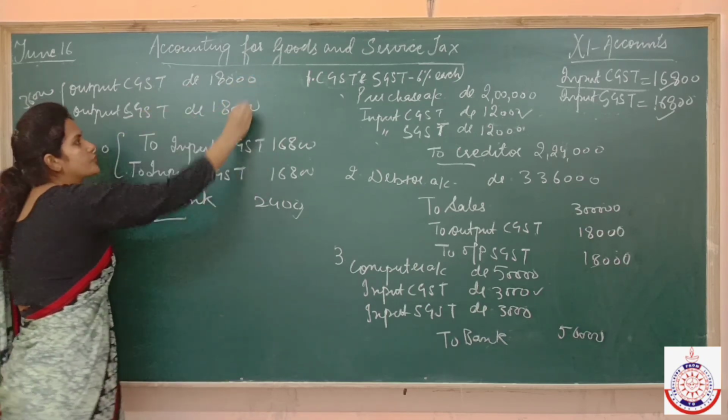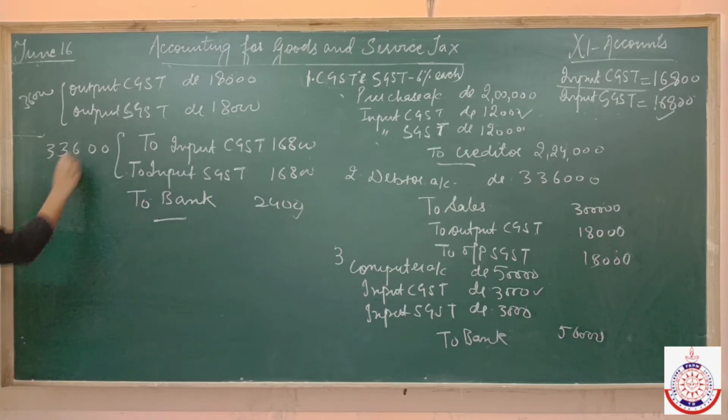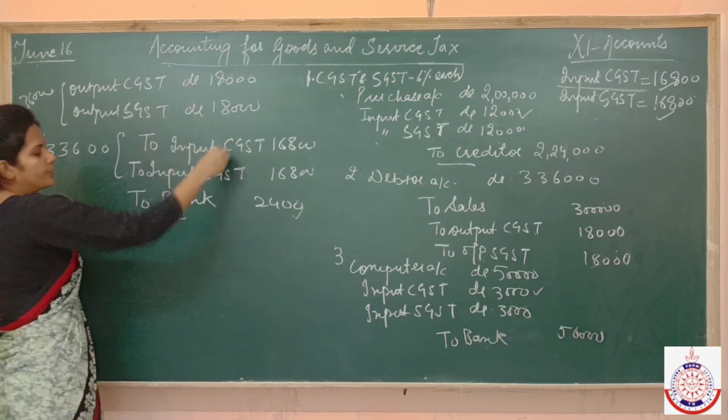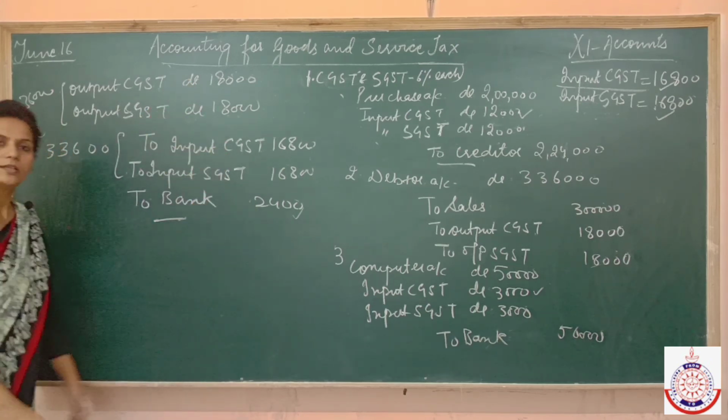Now 36,000 we have collected, 33,600 we have to keep it with us because we have paid it. So दोनों को subtract कर दीजिए, and the balance will give it to the government.